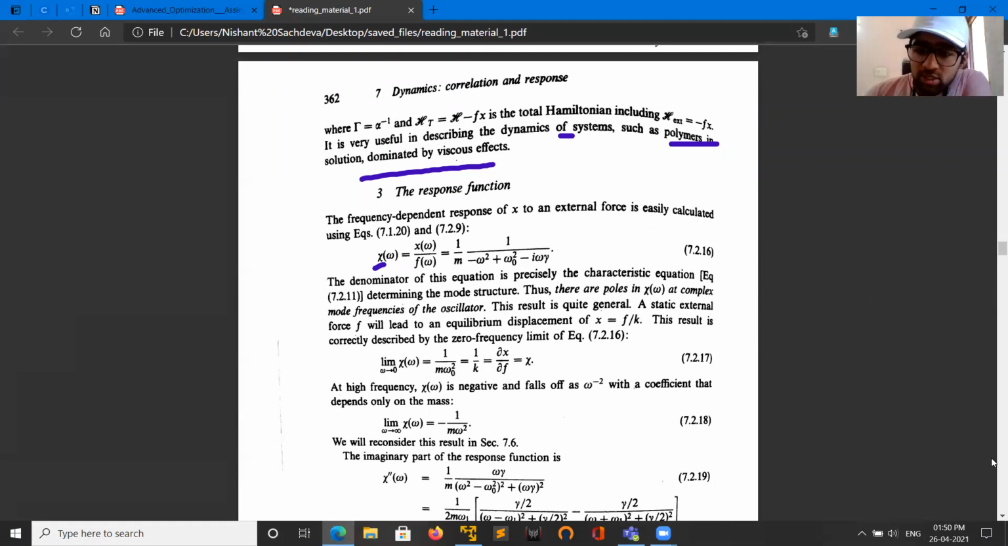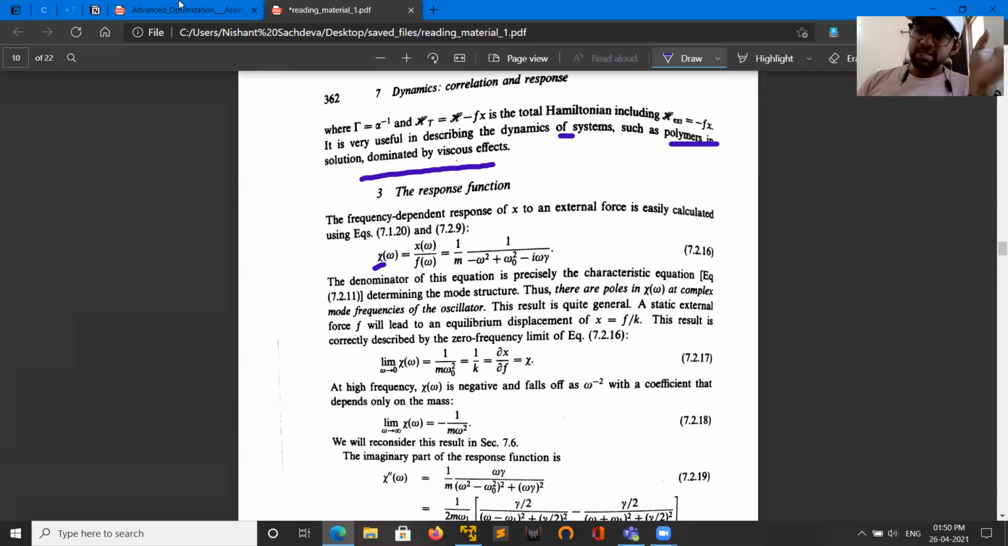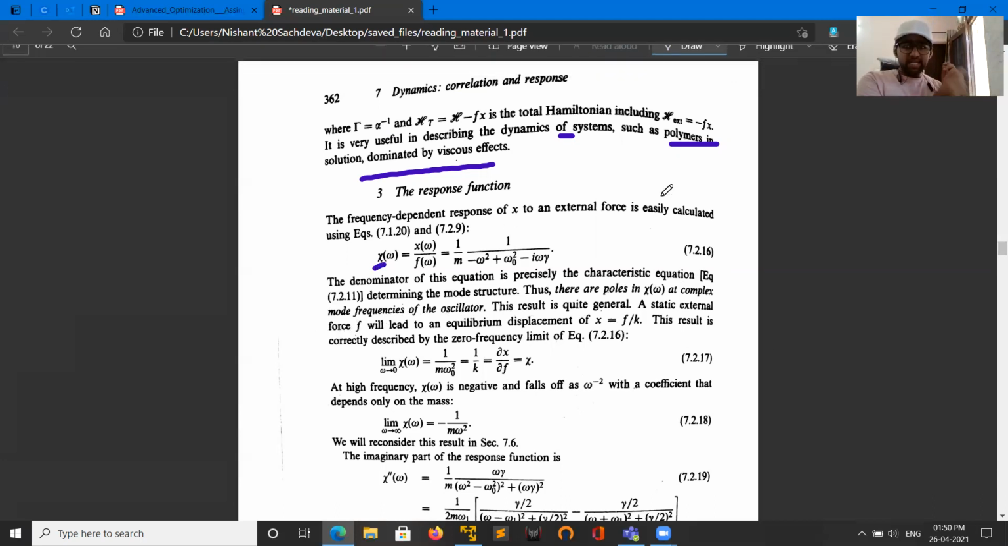So the denominator of this equation is precisely the characteristic equation determining the mode structure. We had a different one for the undamped case, and we have a different one now for the damped case. Thus, there are poles in capital X of omega at complex mode frequencies of the oscillator. This result is quite general. So, a static external force F will lead to an equilibrium displacement of x equals F by K. Kind of obvious.